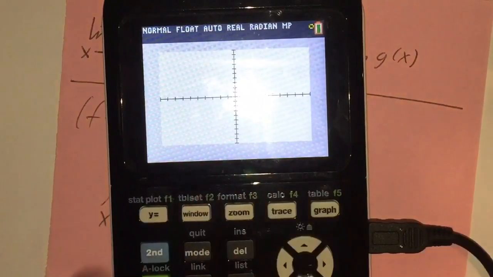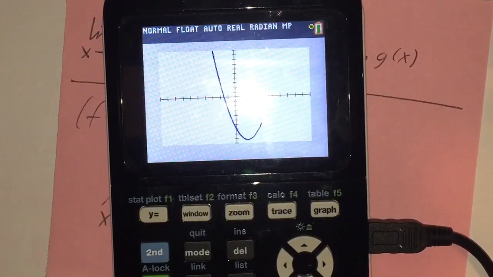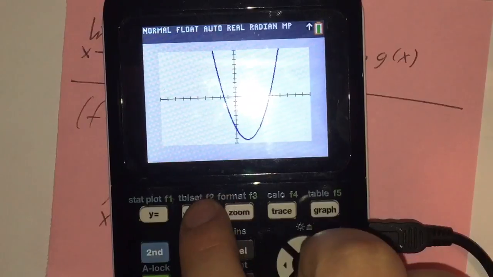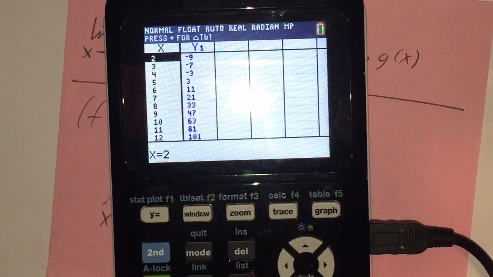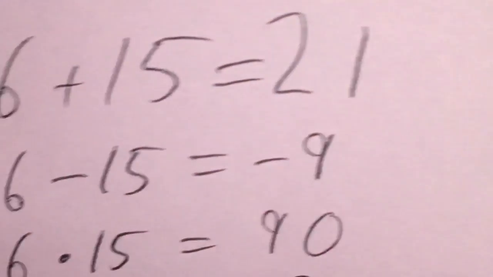And we're going to hit graph. It might take a second. These tend to be out of the window. And then we're going to hit second window, second graph. And what do you know? The limit is negative 9. What do you get when you subtract 15 from 6? Negative 9. Would you look at that?